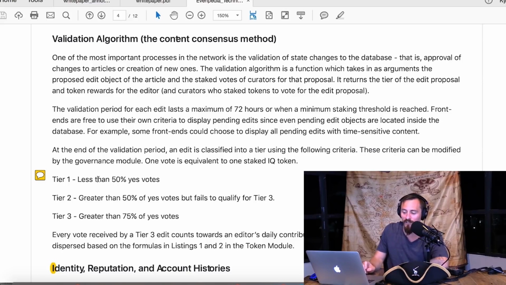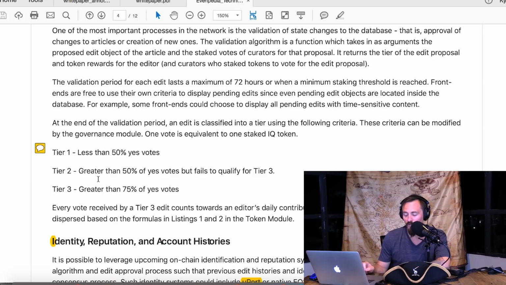Tier 1 is if you have less than 50% of approval votes. So essentially your edit has been rejected, you lose some money and time, you've wasted some time. If you get greater than 50% but under 75% approval, then you get your collateral back, but you don't get any additional reward. You've made no profit. Tier 3 is if you get greater than 75% of yes votes.